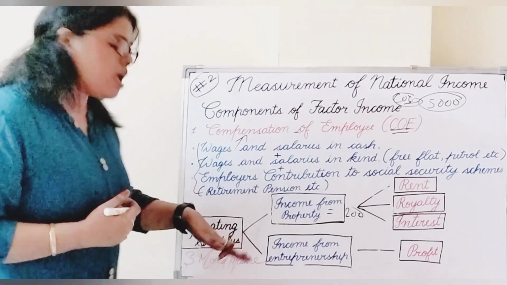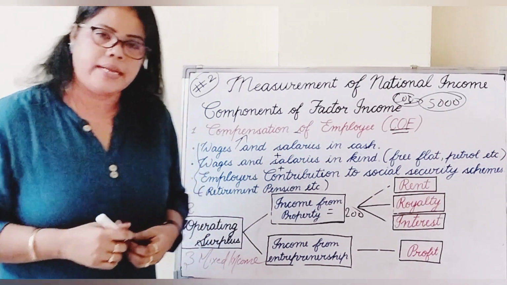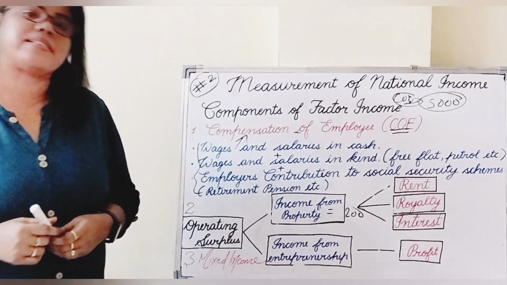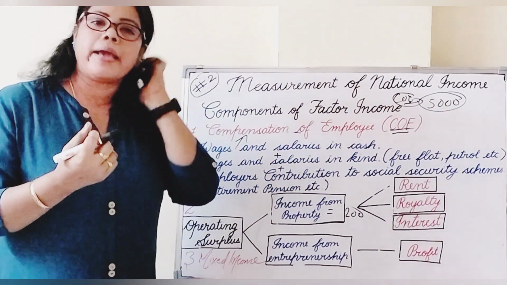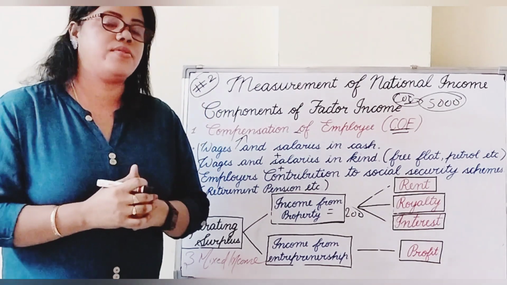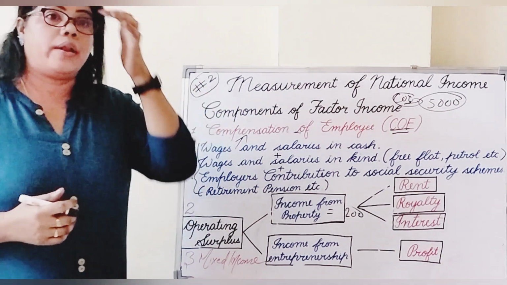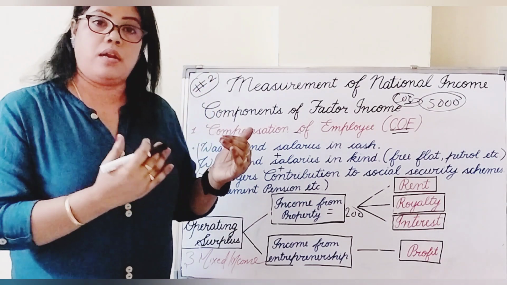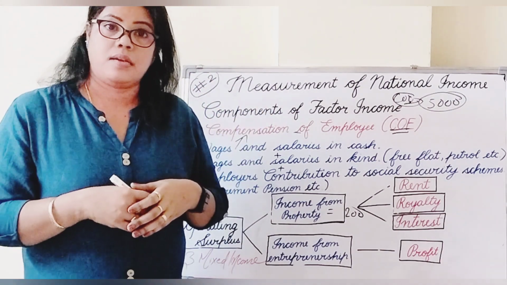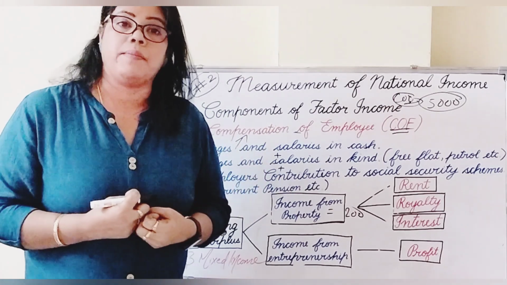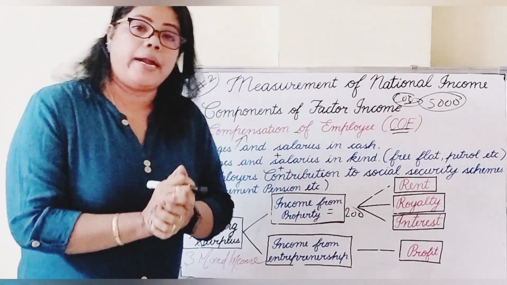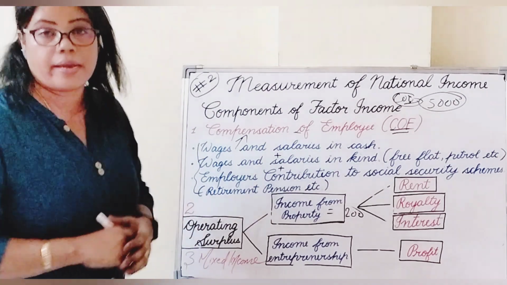And the third is mixed income. What is mixed income? The income earned by self-employed people, such as retailers, petty shop owners and street vendors. They are also providing services for earning income. So that income is also added to get our national income.